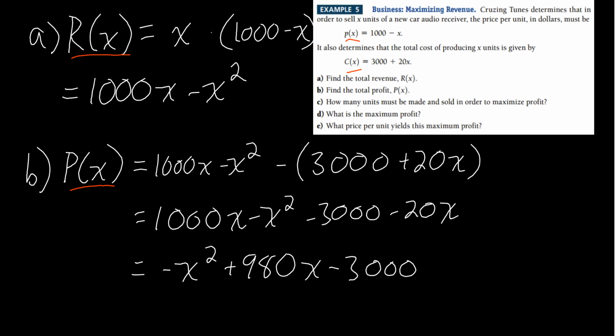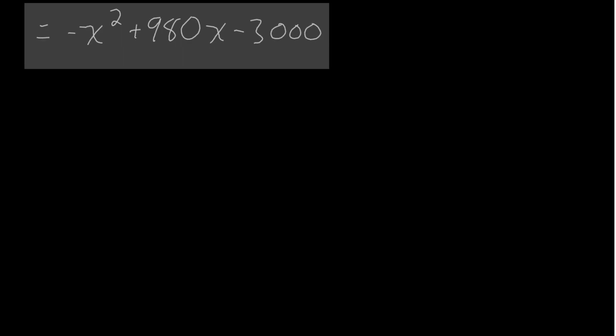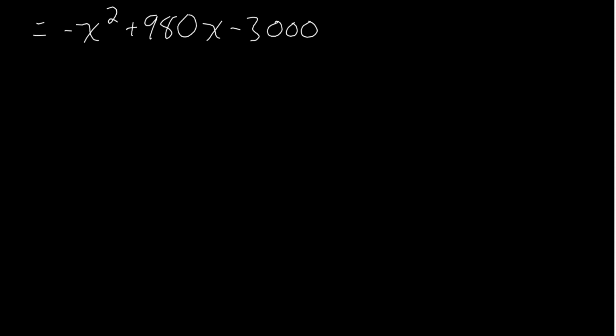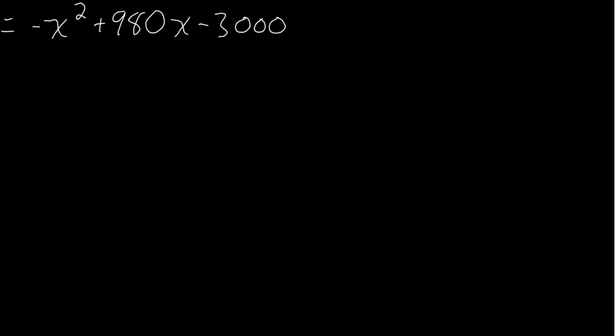Okay, so now we can proceed, and part C reads: how many units must be made and sold in order to maximize profit? All right, so maximize, there's our keyword there. That pretty much tells us that we can now begin the process of taking the first derivative and setting it equal to 0. Okay, so here we go. We have our first derivative, and we're going to set it equal to 0.